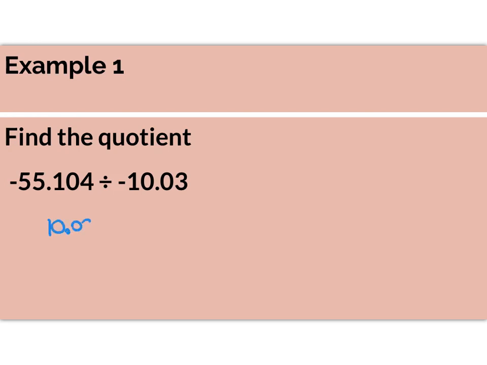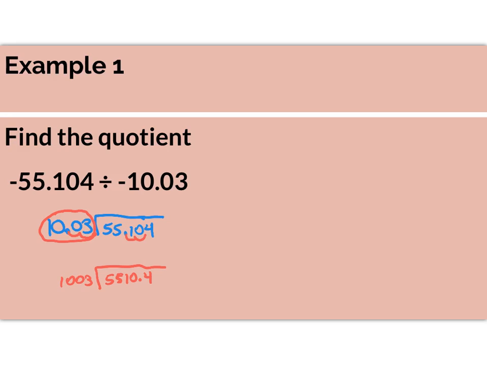So 10.03 dividing into 55.104. So now you've got four numbers here. The first thing you have to do when dividing decimals is make your divisor, this number, a whole number. How are you going to do that? Well, you have to move it 2 places, and now you have 1003. You have to move this 2 places, and now you have 5510.4. Okay, so now we divide like normal.